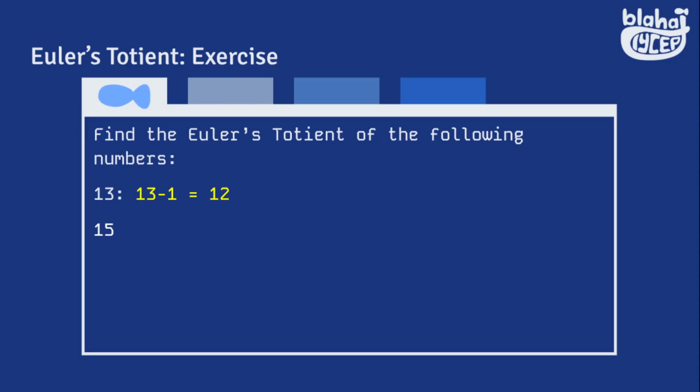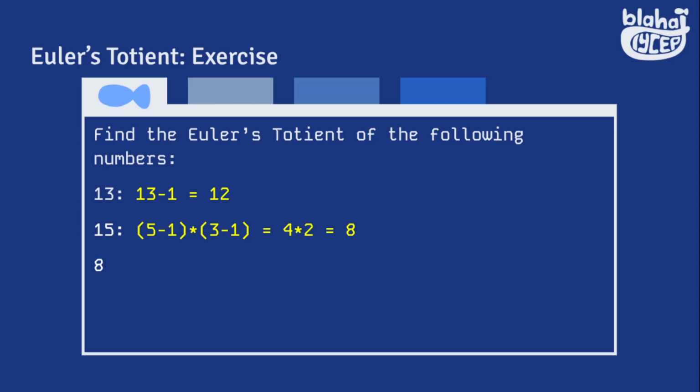What's the Euler's solution of 15? Please give others a chance. Yeah, 8. That is correct, because 15 is 3 times 5, and you minus 1 minus 1, you get 8.